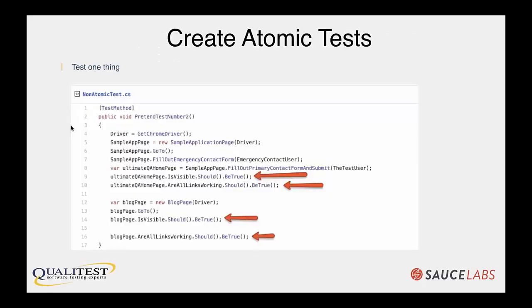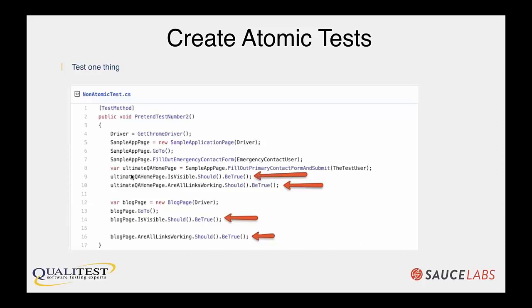So let's talk about creating atomic tests. Atomic tests are extremely important when it comes to parallelization. And what that means is your atomic tests, they should be testing only a single thing. So what you can see here is I have a very well-coded UI test that uses the page object pattern. And it's not actually testing one thing. It's not atomic. This is an anti-pattern right here.